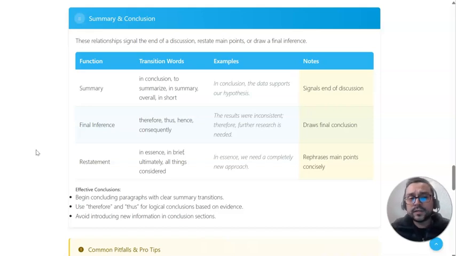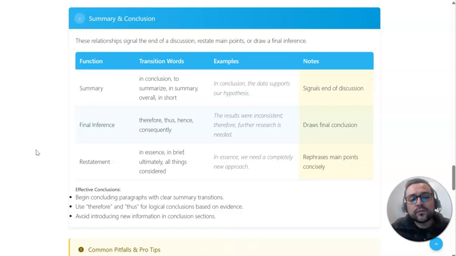The second function is final inference with transition words like therefore, thus, hence, and consequently. For instance, the results were inconsistent, therefore further research is needed. This draws final conclusion. So you may have noticed that we're using therefore, which is also used for other logical relationships. Yes, we can use the same word for more than one logical relationship, provided that the context is clear.